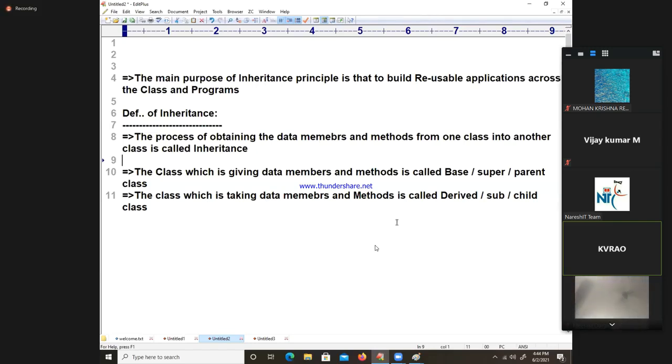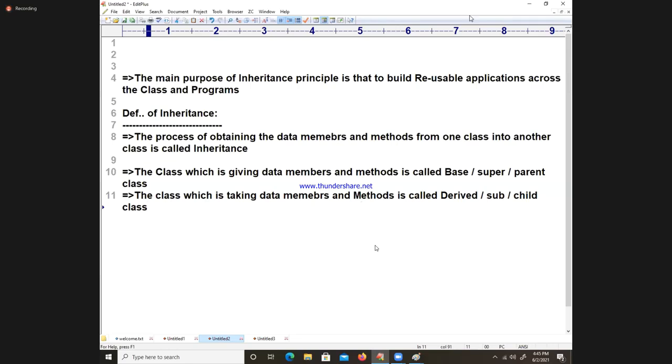Durga also, she is showing the fan. Ashish Kumar has written: the process of obtaining the data members from one class into another class is called inheritance. Is copy paste called inheritance? No. I am seriously reacting on that area, because I have to stop such things immediately. The main purpose is understandable: the process of inheriting.